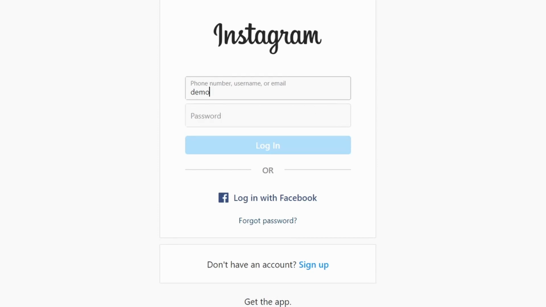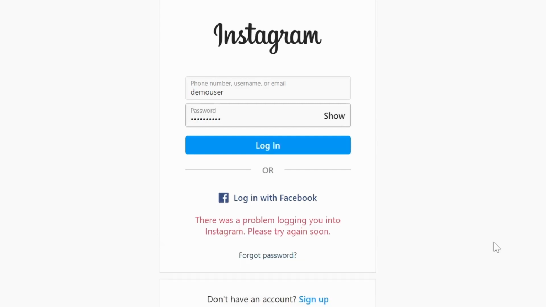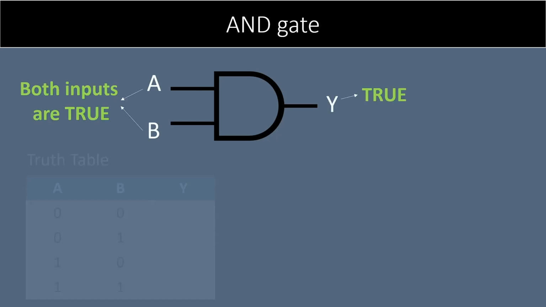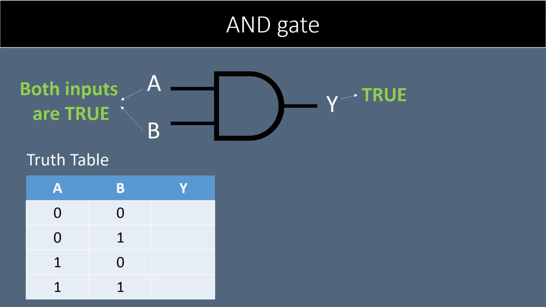Consider a login page of your popular social media website. It asks you to enter two inputs, username and password. It allows you inside only if both username and password are correct. This login scenario can be represented using AND gate. This is AND gate and its symbol looks like this, with two inputs, say A and B, and one output Y. The truth table for AND gate is shown here.